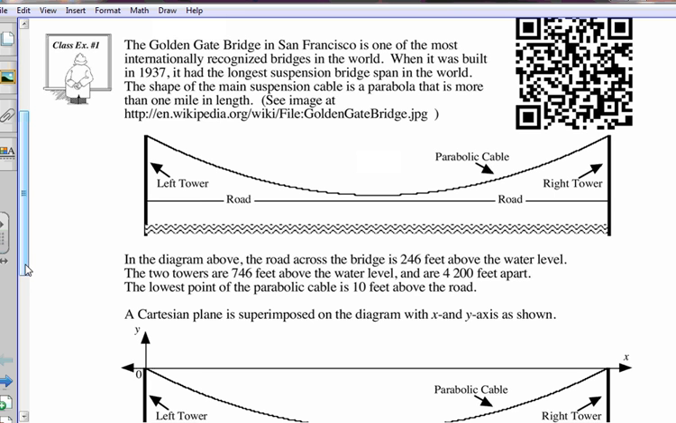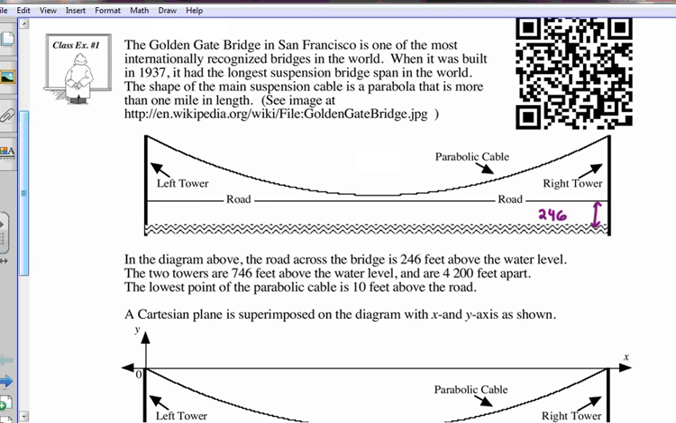In the diagram above, the road across the bridge is 245 feet above the water. So the bridge itself is 245 feet above the water level. So that means this distance here to here is 246. I don't know why I said 5.